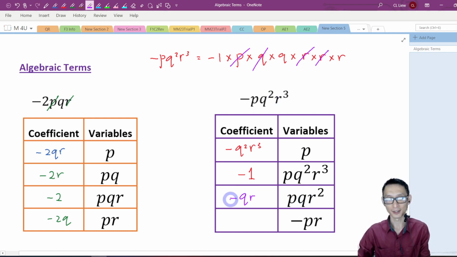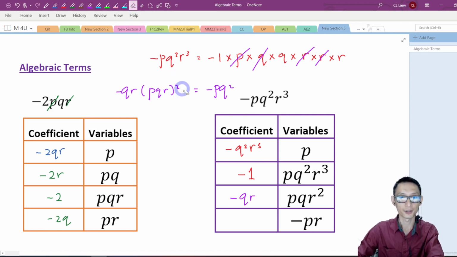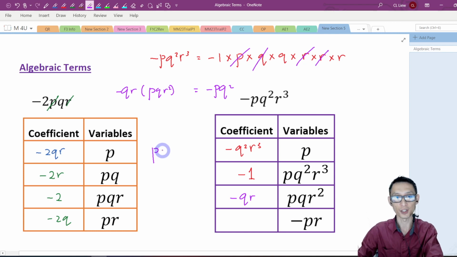Okay, let's check. Negative QR times PQR squared. Okay, negative just copy, negative positive, you get negative. Okay, you have P here. Q times Q is Q squared. Oh, sorry. The 2, let me put inside here. Okay, be careful with this one. I did a mistake just now.